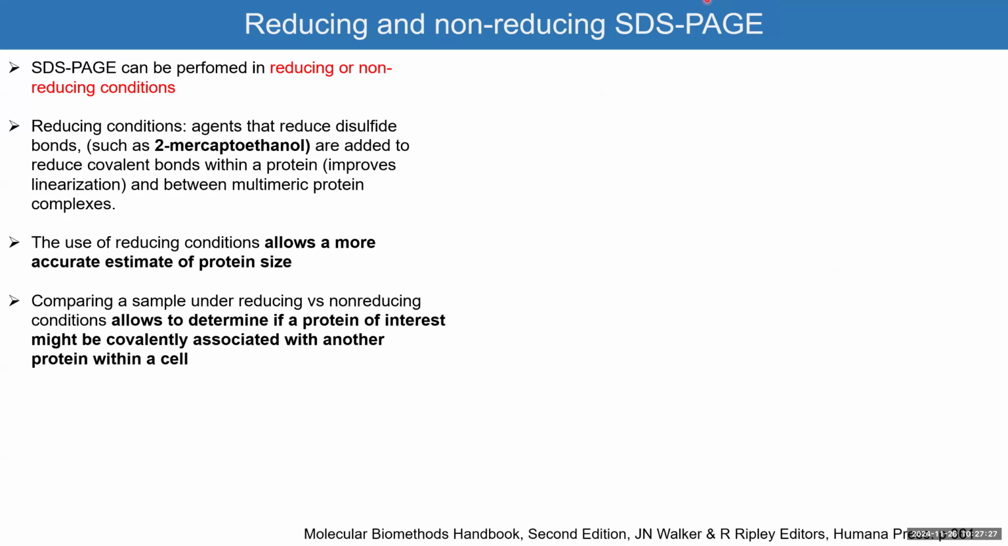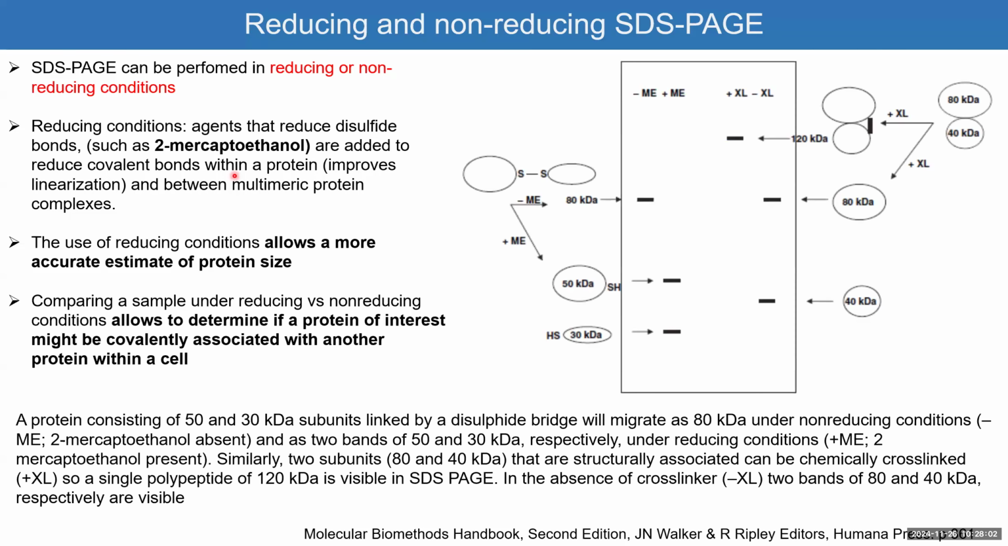I'm reassuring again about reducing and non-reducing PAGE. Non-reducing PAGE is also known as native, and that's why I wanted to stress this point. If you read it somewhere, the non-reducing condition is the condition which allows you to detect protein in its native state. And the most used reducing reagent is beta-mercaptoethanol or 2-mercaptoethanol, because that's the one that destroys the disulfide bridges.